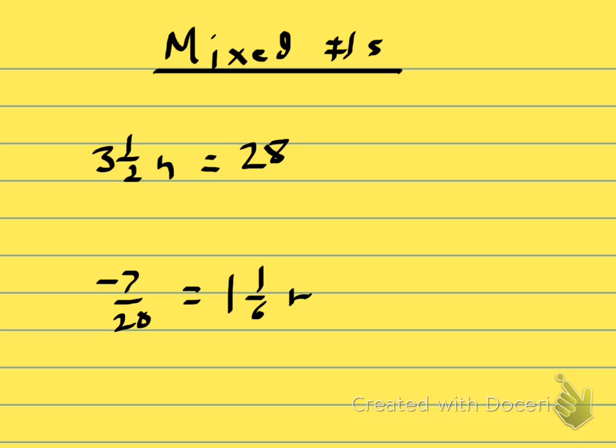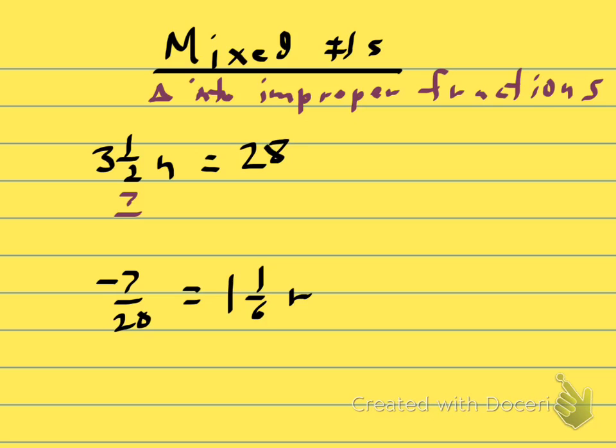The last thing we need to talk about is mixed numbers. And for mixed numbers, we're going to treat them the same way we did when we multiplied and divided. We're going to change them into improper fractions. Okay? So we're going to do that first, and then we are going to go ahead and solve the equation. So in this first one, 3 and 1/2 n, we're going to change that to 7/2 n equals 28. Let's go ahead and whole numbers we're going to make over 1.